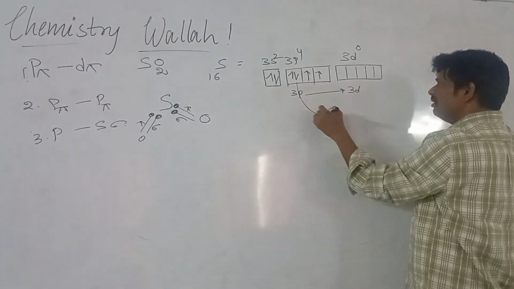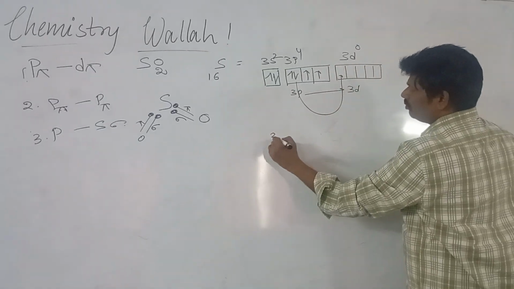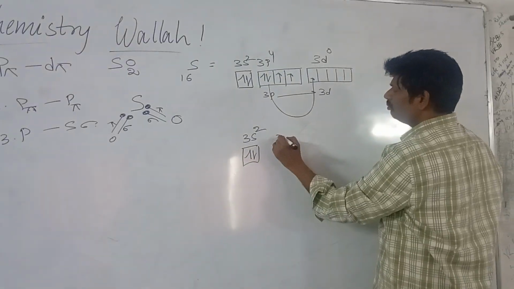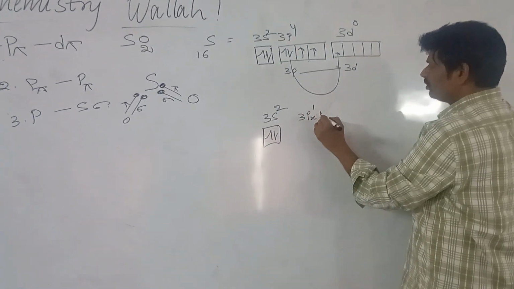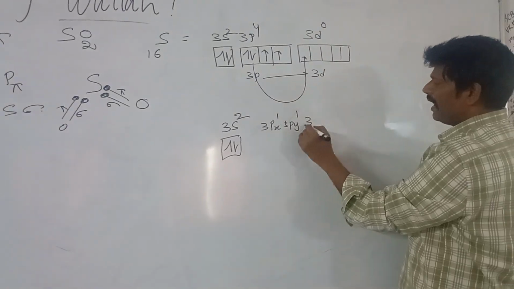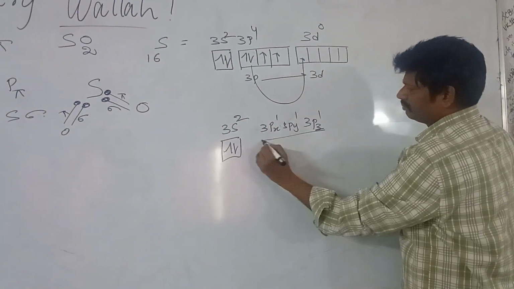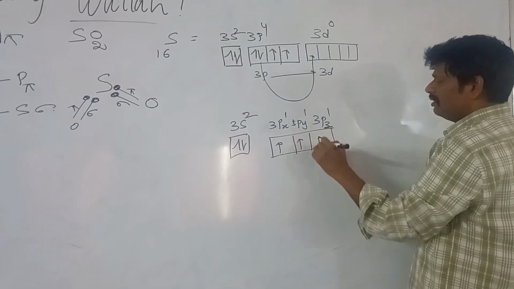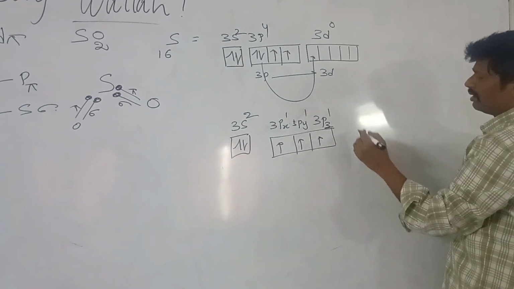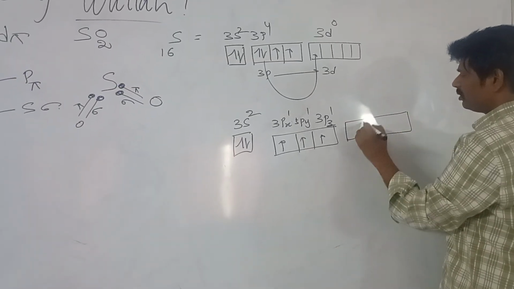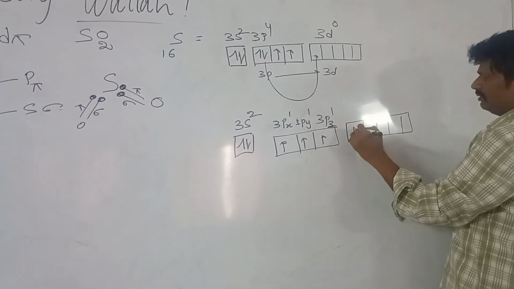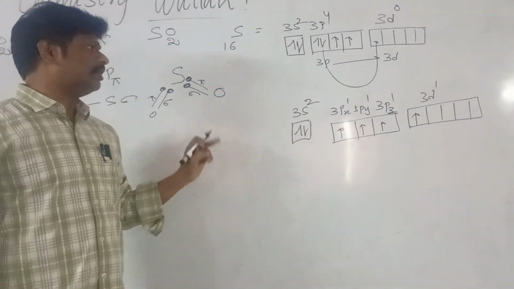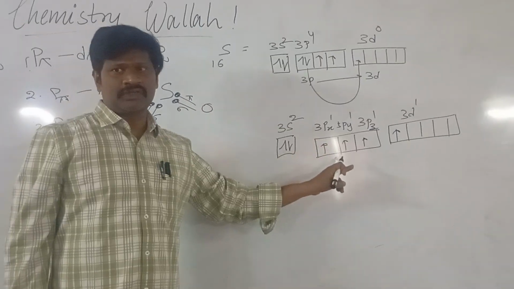After shifting 1 electron, the electron configuration is 3s2, 3px1, 3py1 and 3pz1. Where is the remaining electron? It has already transferred from 3p to the 3d level. There is the transferred electron. This is known as the first excited configuration.